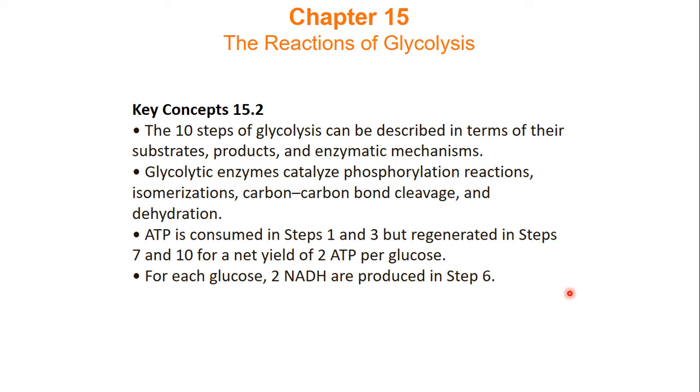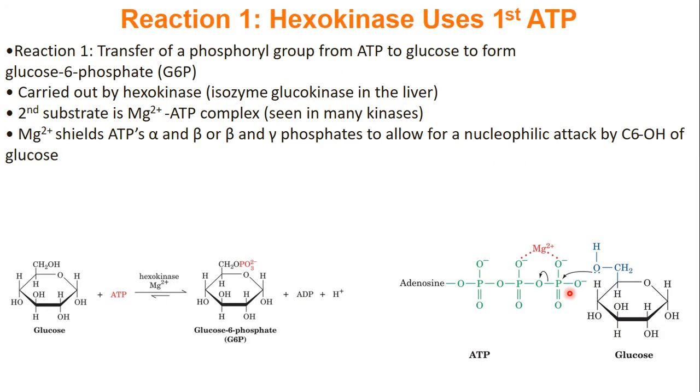And now we're going to look at the reactions of glycolysis in depth. First reaction, take glucose, add ATP. Take a phosphate from that ATP, add it onto the 6th position of glucose. You have now made glucose 6-phosphate. So this is a transfer reaction. It's carried out by hexokinase. In the liver, the isozyme glucokinase will do this instead.